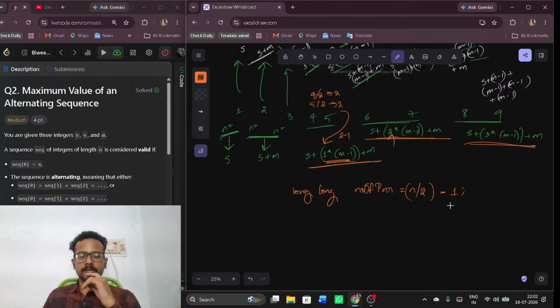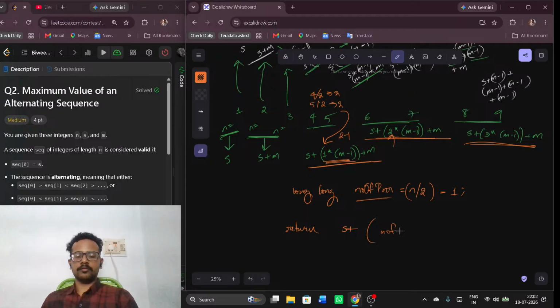The number of products is equal to (n minus 1) into (n by 2 minus 1). How do I return this? I'll just return s plus the number of products I already got.